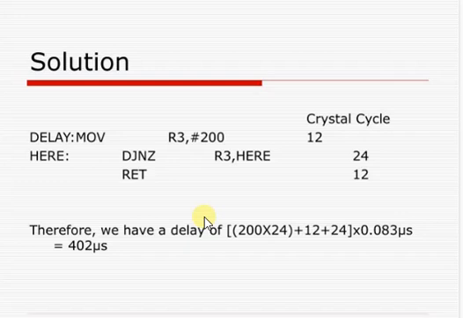Solution for the above problem. Here, for this 12 crystal cycles, for this 24, for this 12. Therefore, we have a delay of 200 into 24 plus 12 plus 24 into 0.083 microseconds. Total, that is equal to 402 microseconds for completing that entire loop.